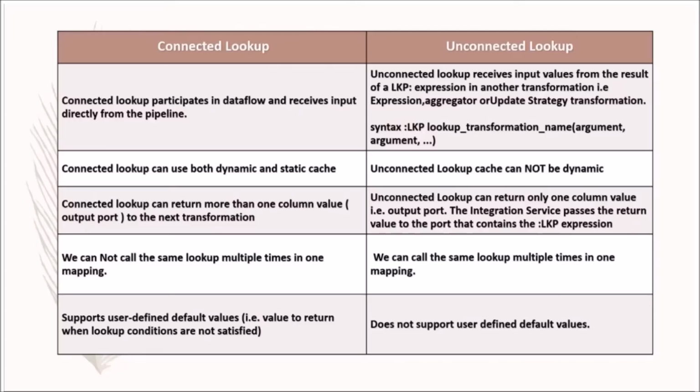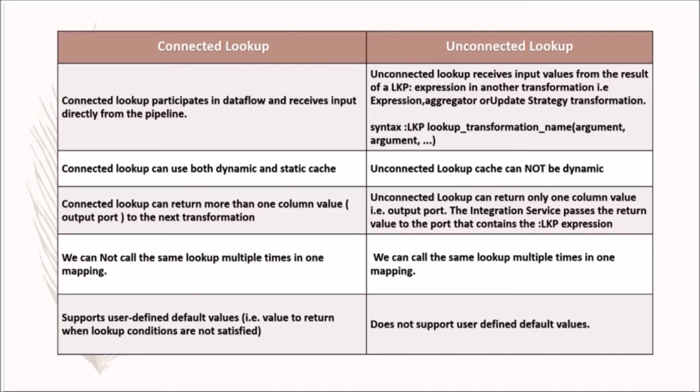Now let's come to our main topic: what are the differences between connected lookup and unconnected lookup? The first point is that a connected lookup participates in the data flow and receives input directly from the pipeline. When it comes to the unconnected lookup, it receives input values from the result of a lookup expression which we use in another transformation. Normally we use Expression, Aggregator or Update Strategy transformations to give the inputs to the unconnected lookup by using this lookup expression. The syntax I have given here.